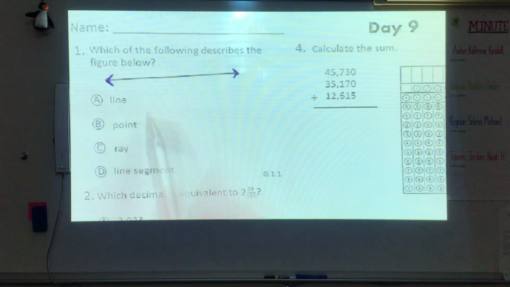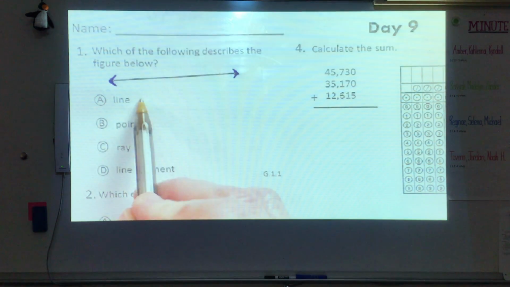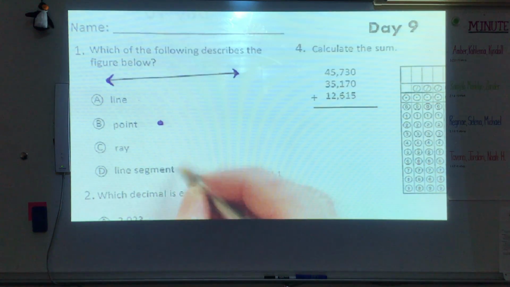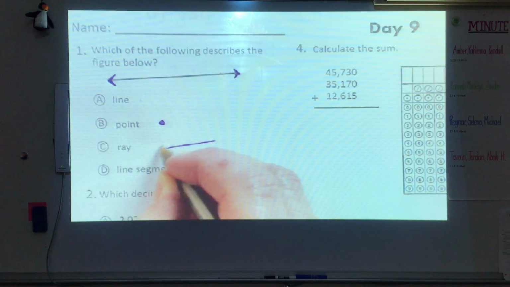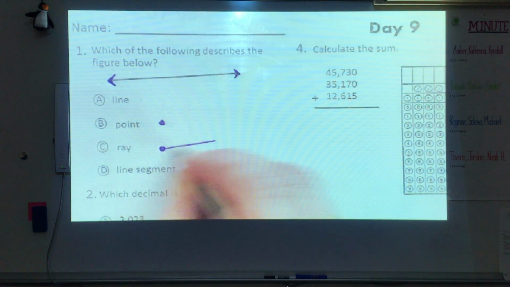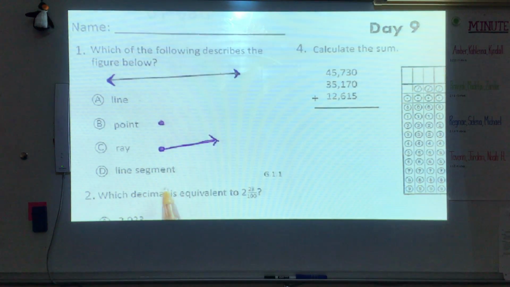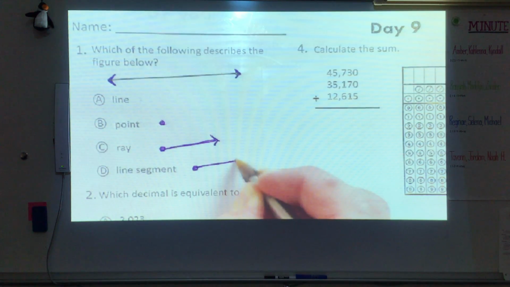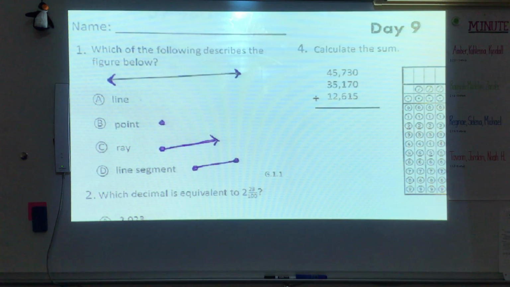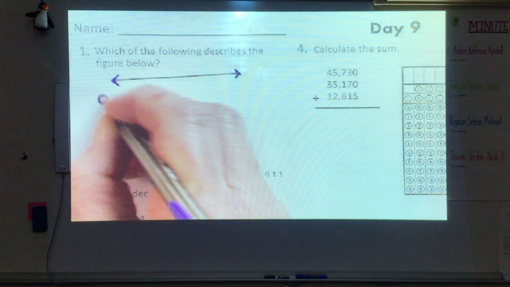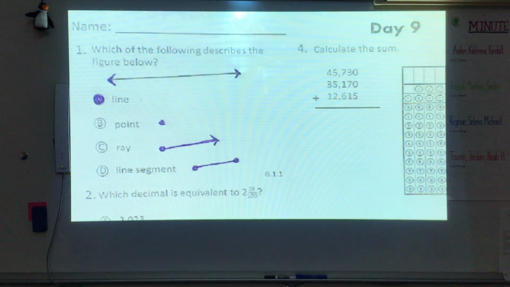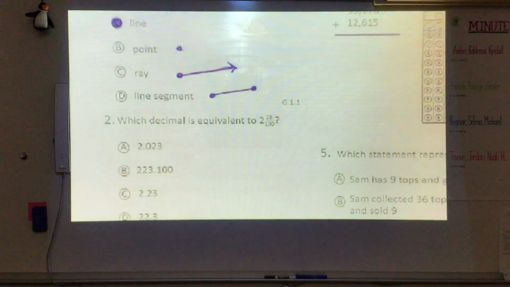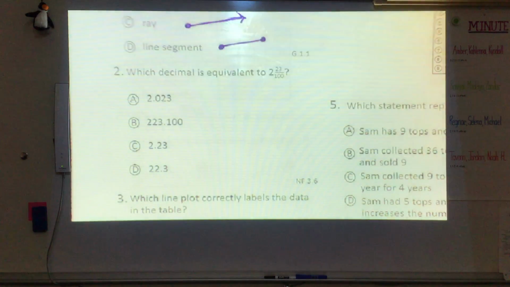So, we know a line goes in both directions, right? But a point is just like that. A ray, I like to think of a sun. So it has the sun right here, and the ray keeps going on and on forever. And then our line segment is just a piece of a line. So it has 2 endpoints. So A was the correct answer for number 1. We learned that on our first lesson on distance learning this year.